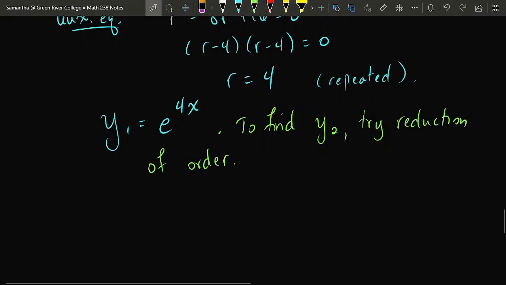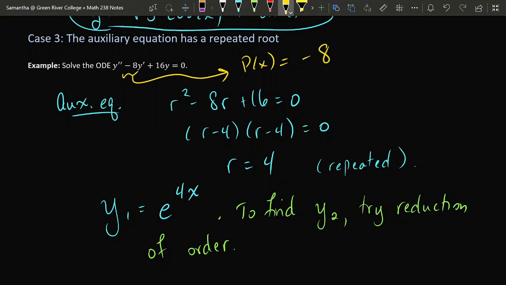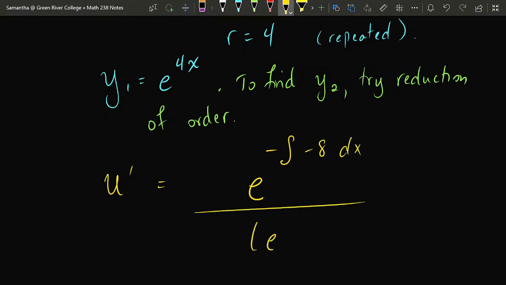So I'm going to go back to my differential equation. I'm going to verify that y double prime stands alone. And then I'm going to note that the function p of x, in the notation of the reduction of order shortcut formula, would be the function negative 8. So that tells me that u prime would be equal to e to the negative integral of negative 8 dx divided by our first solution, quantity squared.